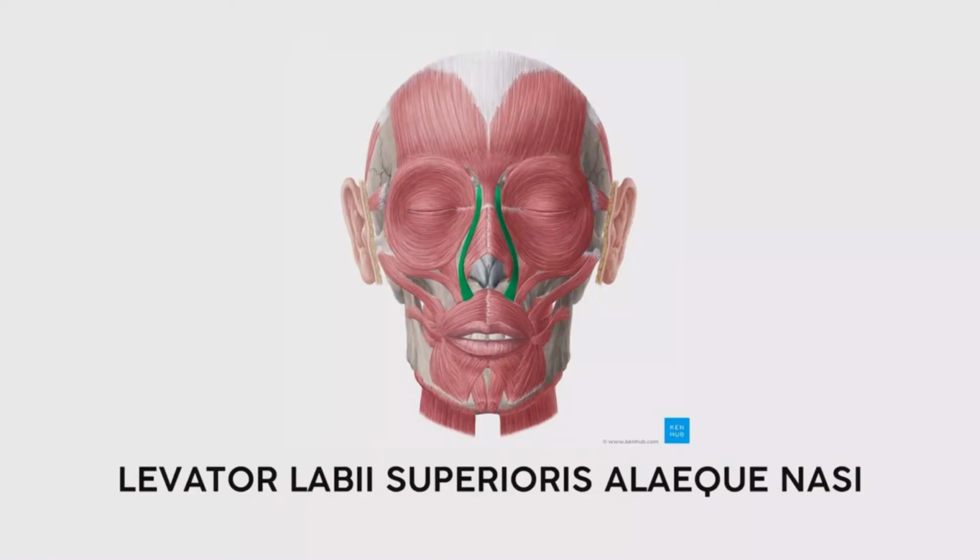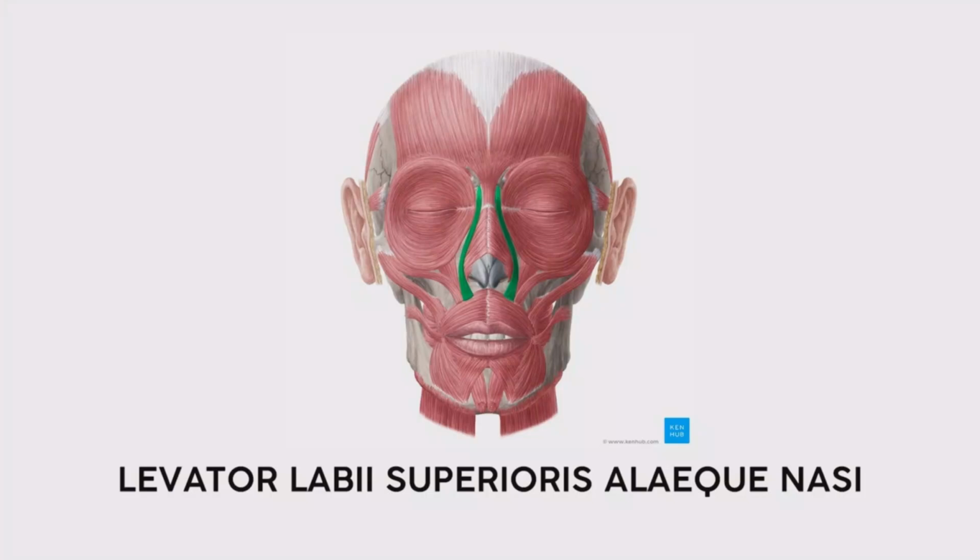Finally, the muscle with the longest name of any muscle in the body, the levator labii superioris aliquae nasi, or LLSAN. But despite how long it is, it's another literal translation. It lifts the upper lip, the labii superioris, and the wings of the nose, or aliquae nasi. It runs from the zygomatic arch all the way down to your upper lip, so it spans a lot of anatomy.